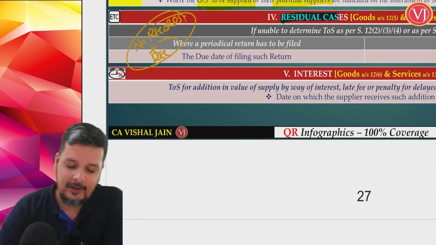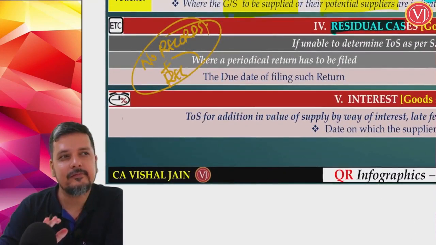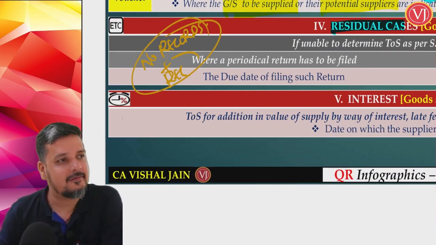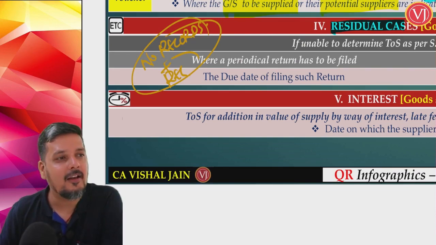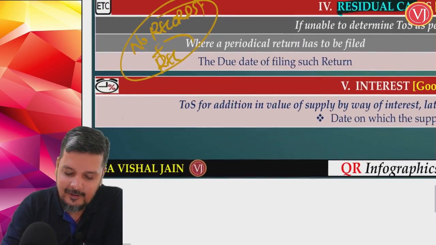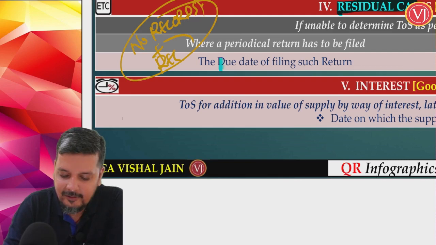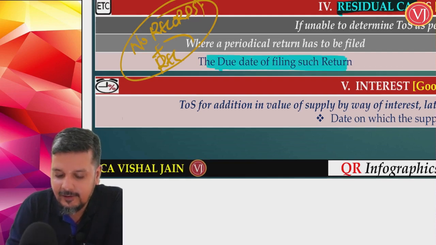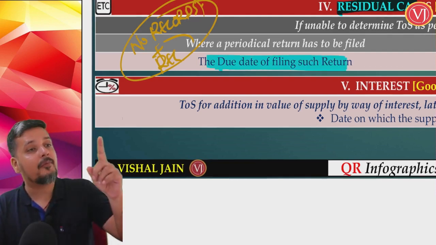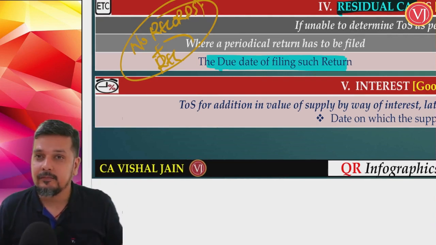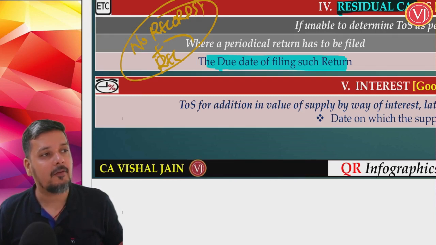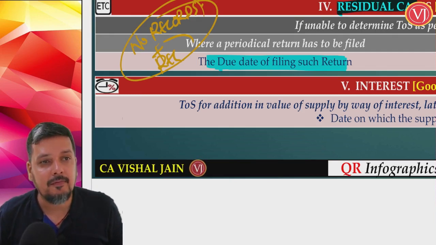Now understand, if you are a normal fraud person or small fraud person, then time of supply is due date of filing that return. Using best judgment, they will find that supply was made at so and so point of time. Due date of filing of return.